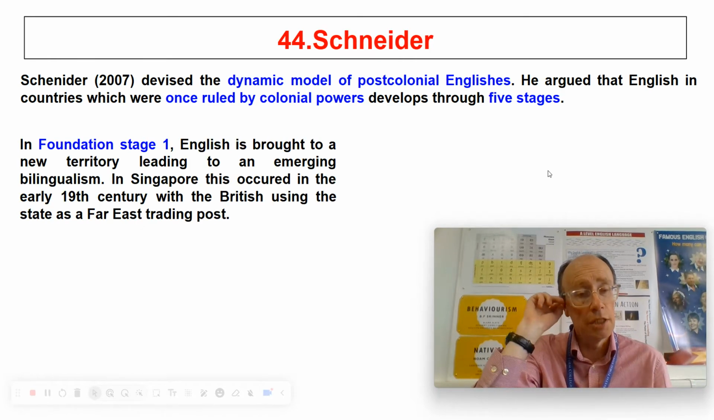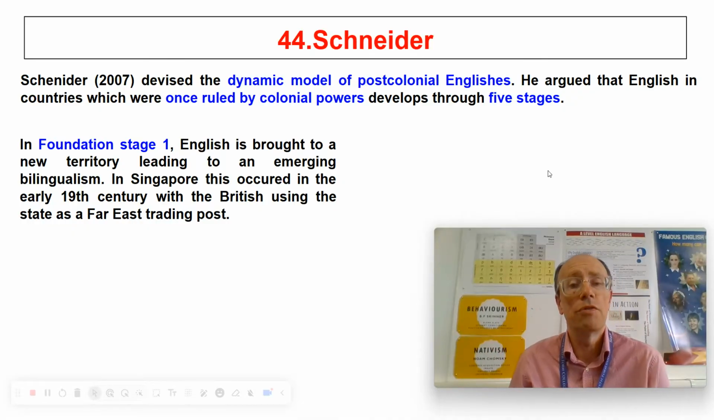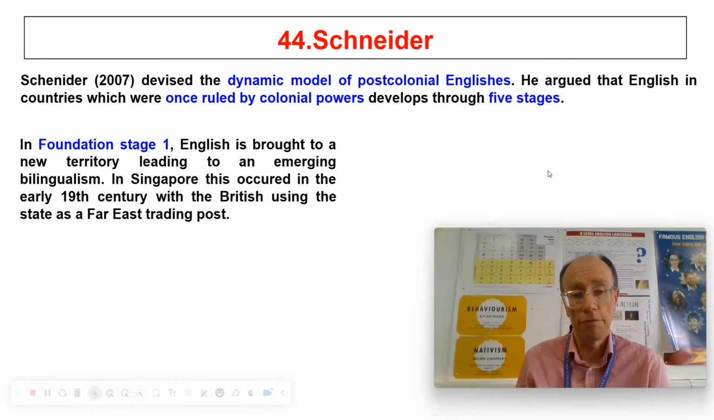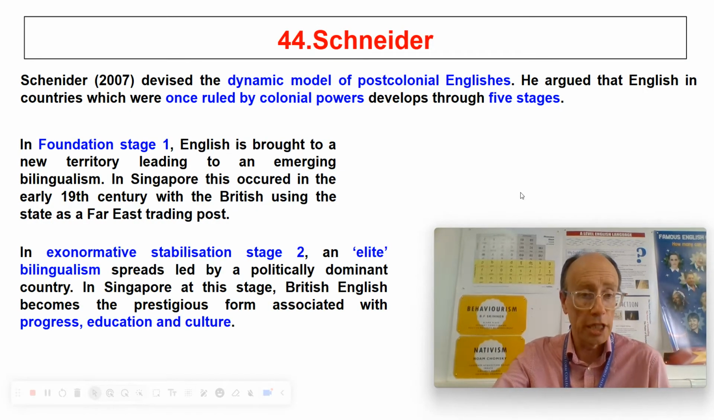In your first stage, which is called foundation, English is brought to a new territory, and it leads to a kind of emerging bilingualism. So if we think about Singapore in Far East Asia, this happens in the 19th century, where the British start using Singapore as a kind of trading post. So this is your stage 1.